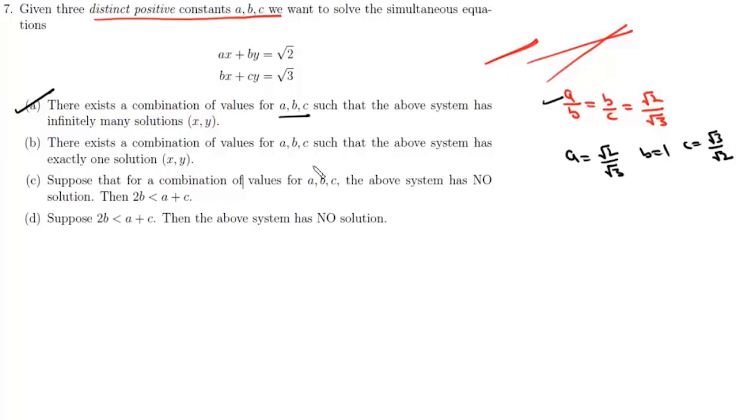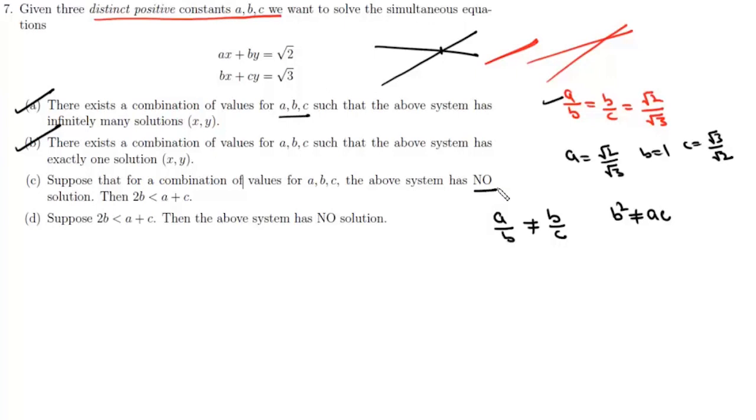Now the second one is there exists a combination of values of A, B, C such that the above system has exactly one solution. Now if it has exactly one solution, then they must not be parallel. In that case, A upon B must not be equal to B upon C. So if B square is unequal to AC, in that case, it will always have one solution. So this option B, it is correct.